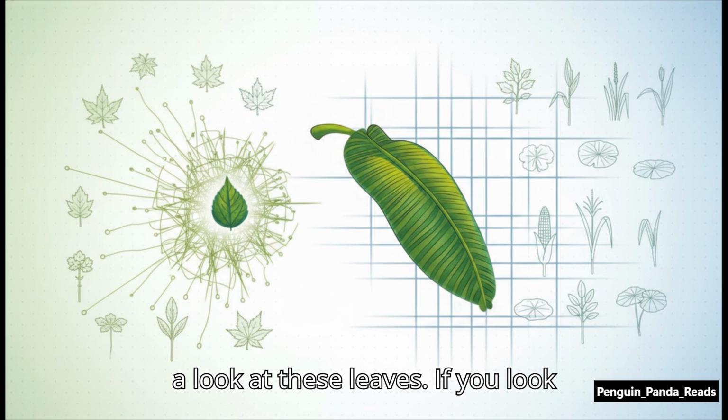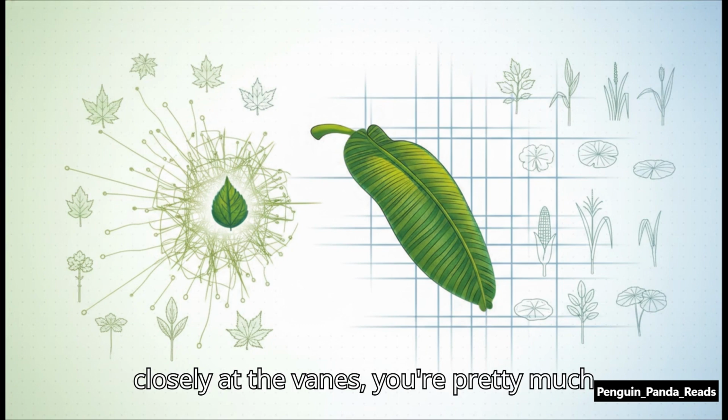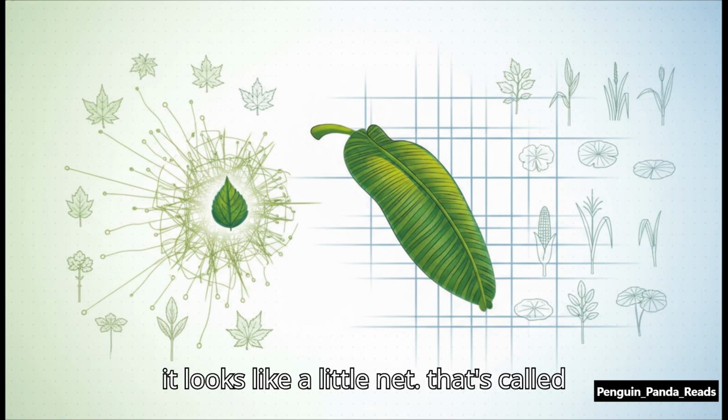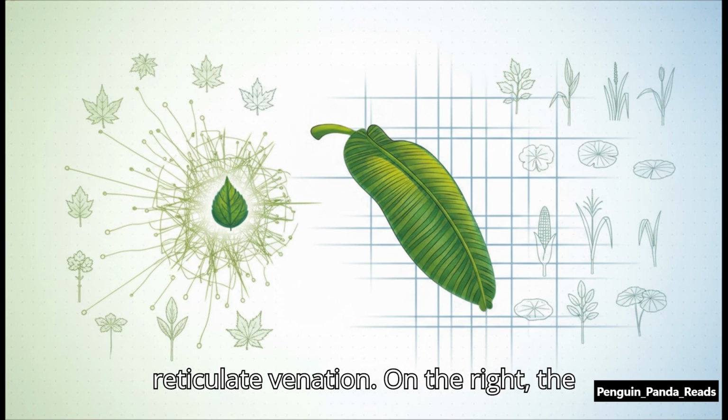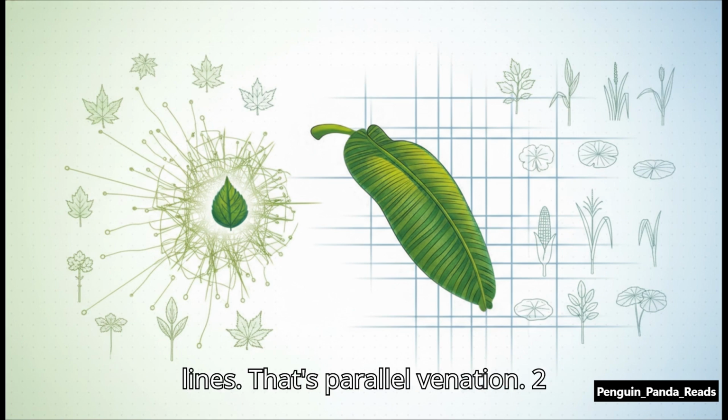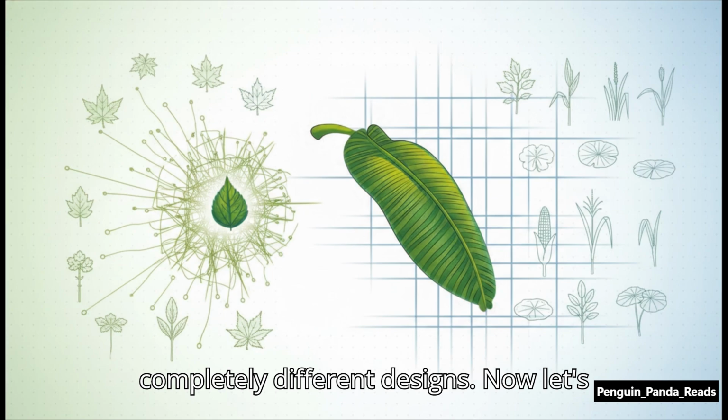Okay, take a look at these leaves. If you look closely at the veins, you'll pretty much always see one of two patterns. On the left, it looks like a little net. That's called reticulate venation. On the right, the veins all run side by side in straight lines. That's parallel venation. Two completely different designs.